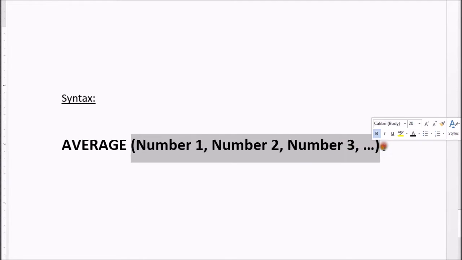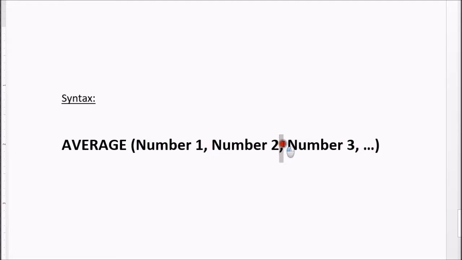This is the syntax of the average function. First, we type the function name. Then, as parameters, we give the list of numbers which we want to get the average value of. Now, this is the first parameter which I have mentioned as number 1. Then the second parameter as number 2 and so on. We can give any number of parameters into the average function separated by commas. These parameters can be either numbers, cell addresses, or addresses of ranges of numbers.